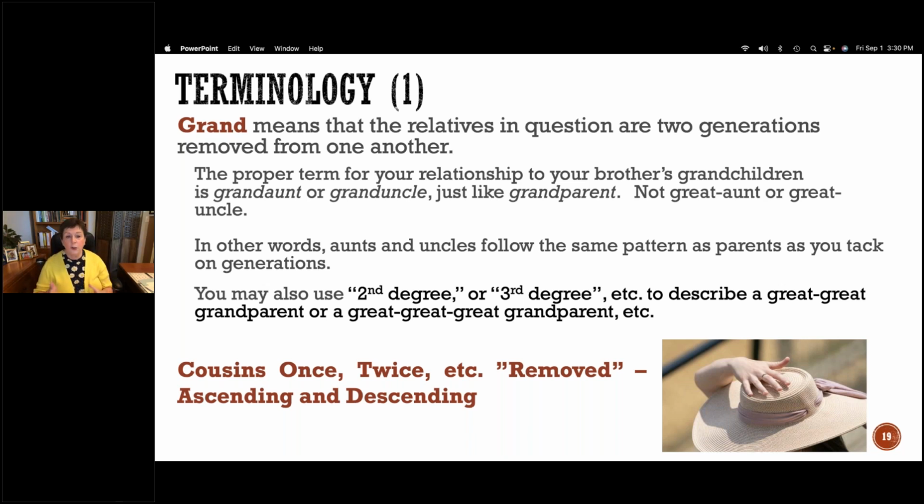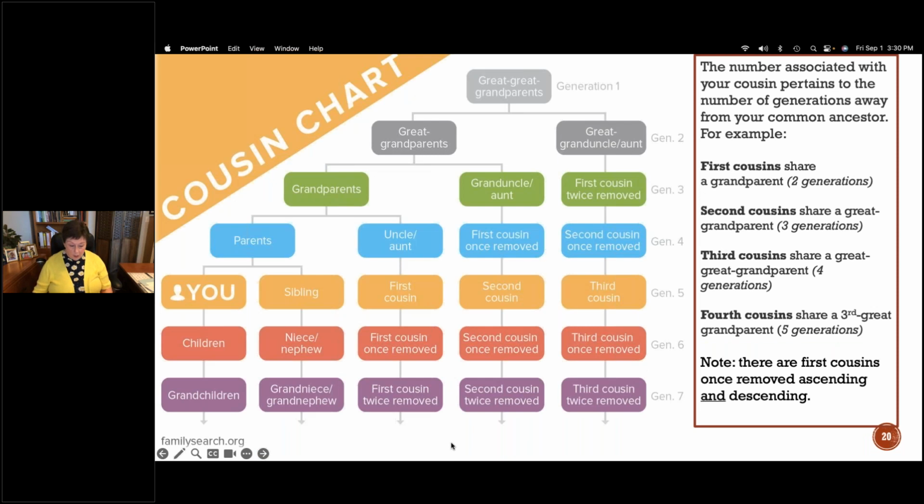Then there are cousins, once, twice, etc., removed, ascending and descending. All right, so hold on to your hats because we're going to talk about cousins. So let's look at this cousins chart. Its point is very simple. The number associated with your cousin has to do with the number of generations away from your common ancestor. So as I've noted here on the right, first cousins share a grandparent, second cousins share a great-grandparent, third cousins share a great-great-grandparent, fourth cousins share a third great-grandparent. Now also note though that there are first cousins once removed ascending and first cousins once removed descending. Easy peasy, right? This is simple.